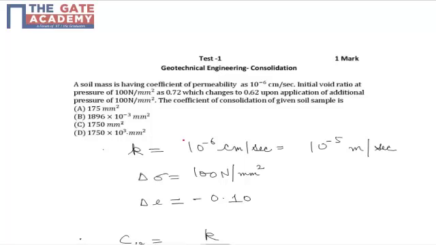Dear students, the following question is a 1 mark question from the topic of consolidation from test series 1. In this question it is asked to compute the coefficient of consolidation of a given soil sample, and some of the properties, that is permeability, change in stress, change in void ratio and initial void ratio, are mentioned in the question. So here again we will be playing with some of the fundamental relationships from the chapter of consolidation. So let's talk about them one by one.